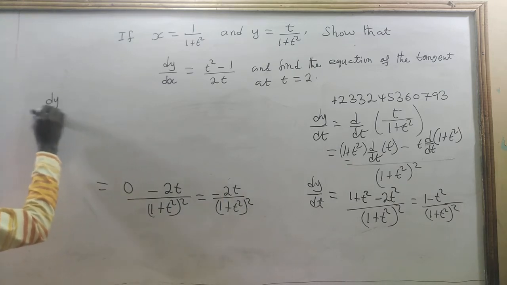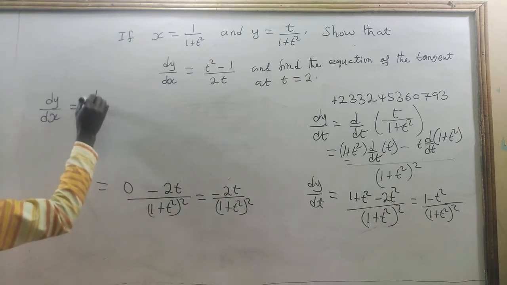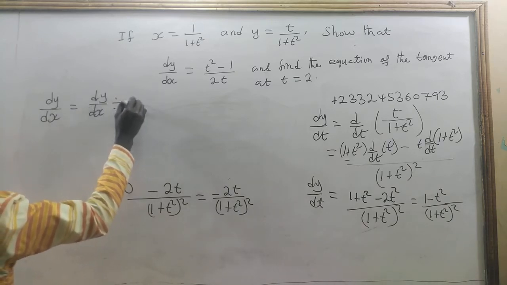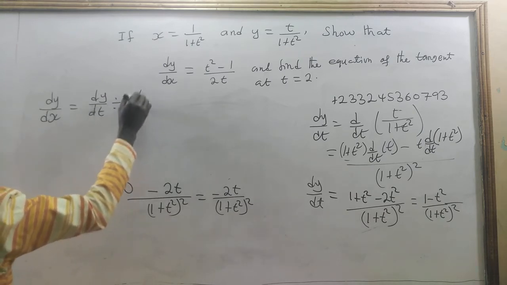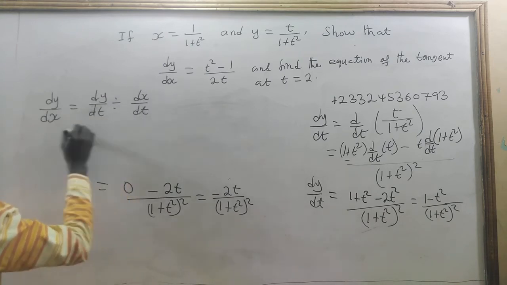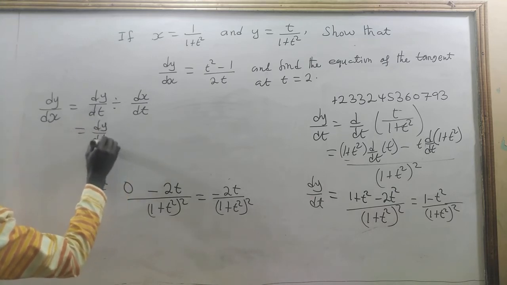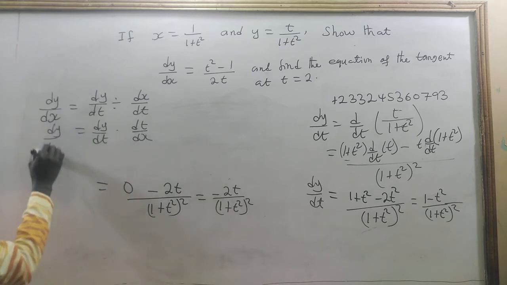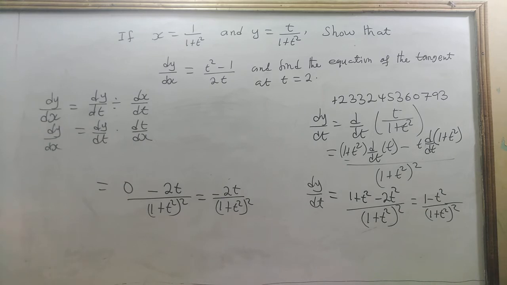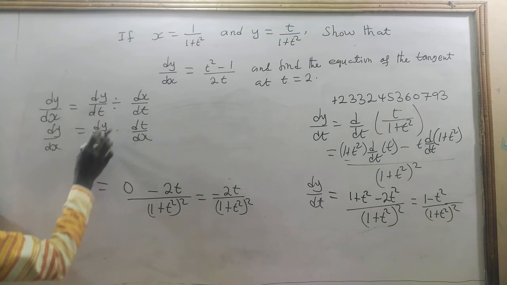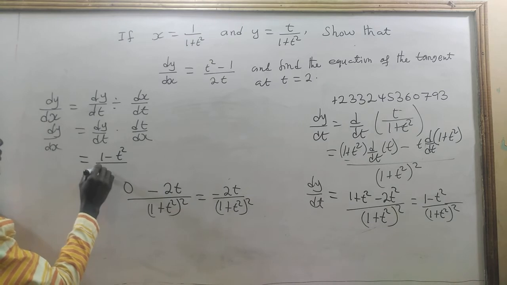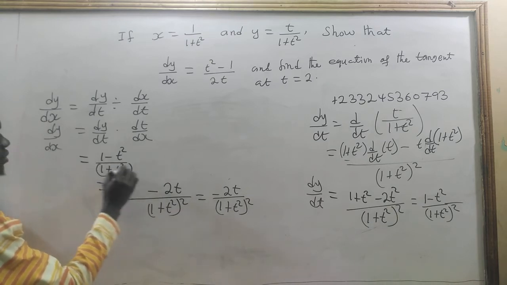Now, the derivative of y with respect to x is equal to dy/dt divided by dx/dt, and that is dy/dt times dt/dx equals dy/dx, for us to get the chain rule. So what do we do? This is the same as dy/dt, which is 1 minus t squared divided by 1 plus t squared all squared.